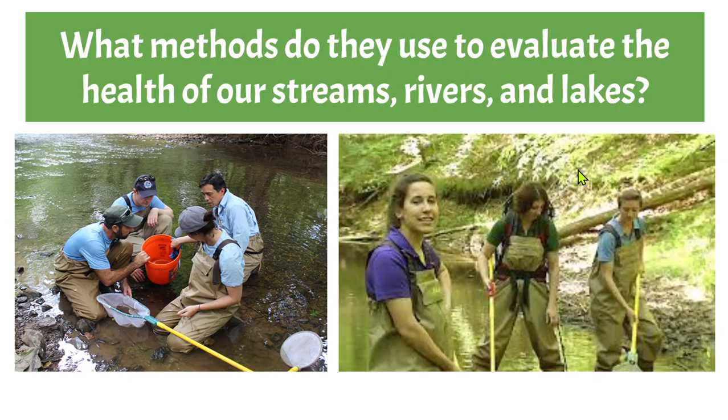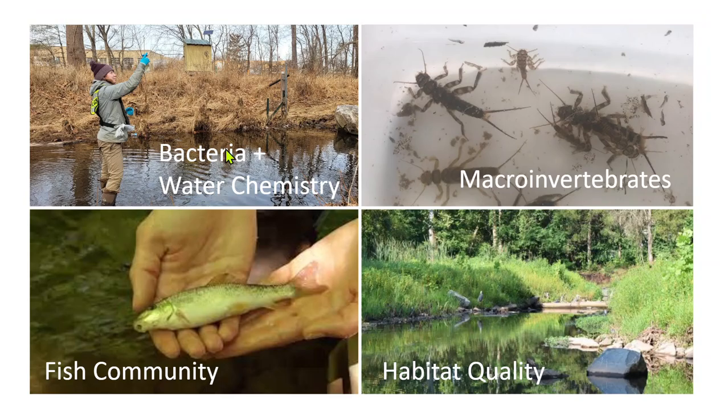So remember, they use lots of different methods to evaluate the health of our streams and rivers and lakes. And a lot of those are the same things that we did. We test some water chemistry. So we tested pH, we tested dissolved oxygen, we tested nitrites, clarity. And so you want to think about the things that we did when we were in class on our own ecosystems. That's one way that we can test for the health of an ecosystem.